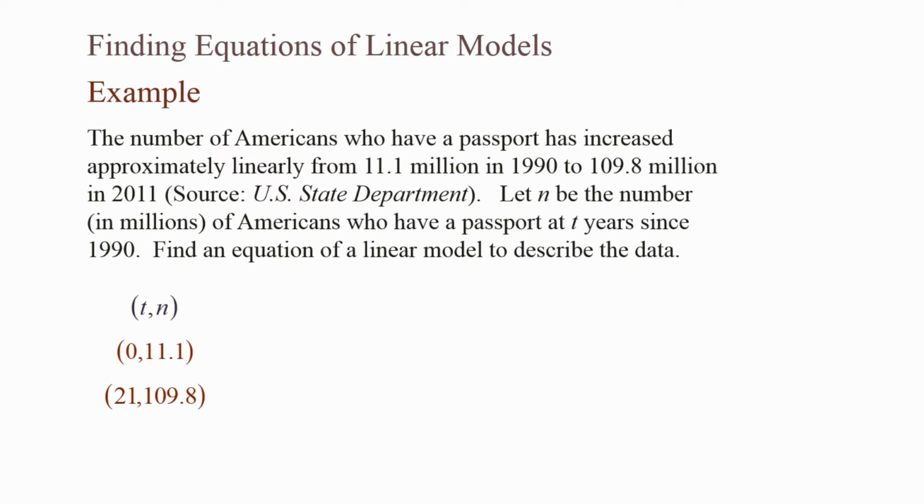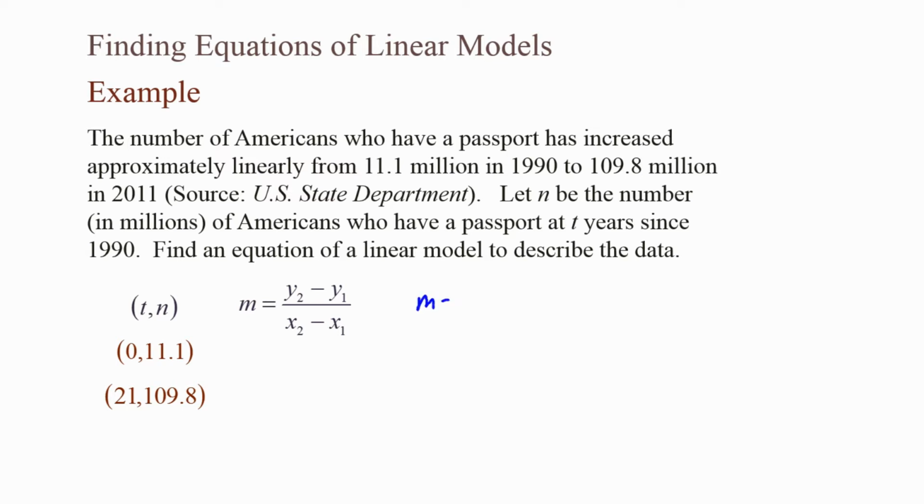109.8). In order to find an equation for the line, we either need the slope and the y-intercept, the slope and a point, or 2 points. Here we have 2 points. Using our slope formula, we can find the slope of our line. Our slope formula is the change in y over the change in x.